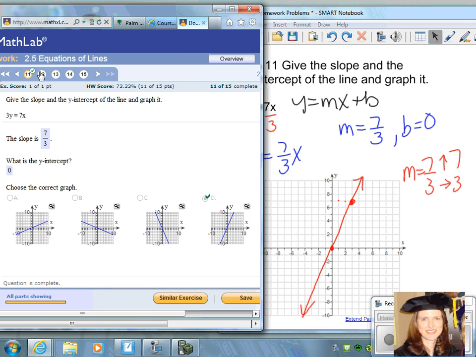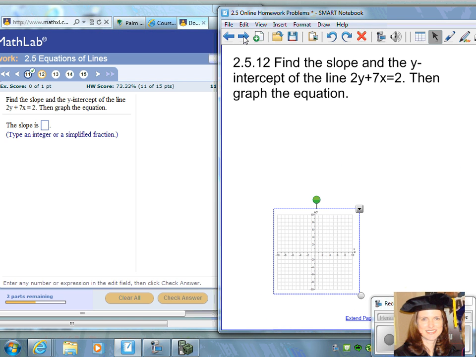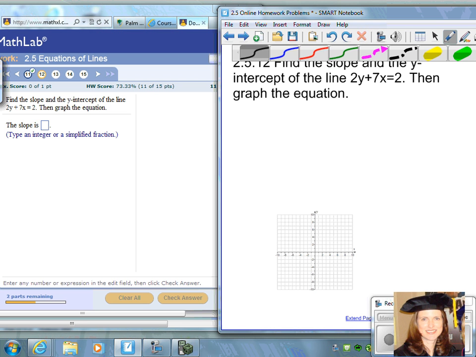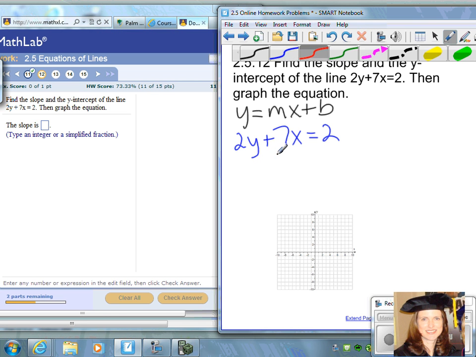Question number 12, the next question. Find the slope and the y-intercept of the line 2y plus 7x equals 2, and then graph the equation. To find the slope and the y-intercept, we want to get the equation of the line into y equals mx plus b form. Starting off with our equation, 2y plus 7x equals 2. We want to try to get the y by itself. We're going to subtract 7x from both sides.